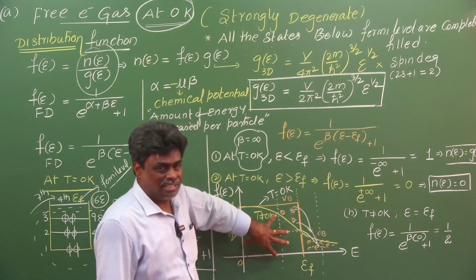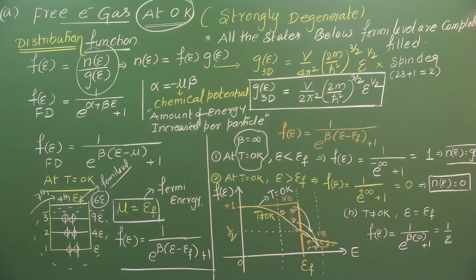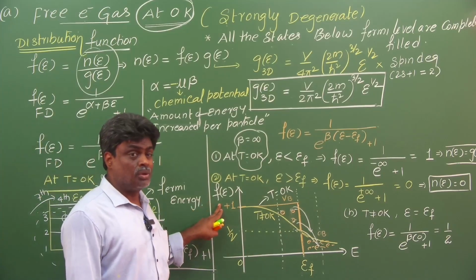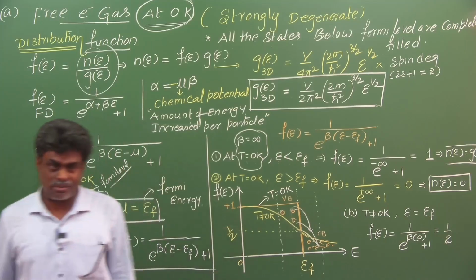This is not the correct graph. The number of particles graph will come, just wait. That is only the distribution function. The distribution function won't give the number of states or the number of particles. Just wait, that's what I told you.